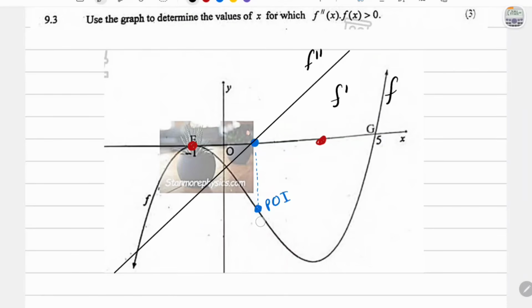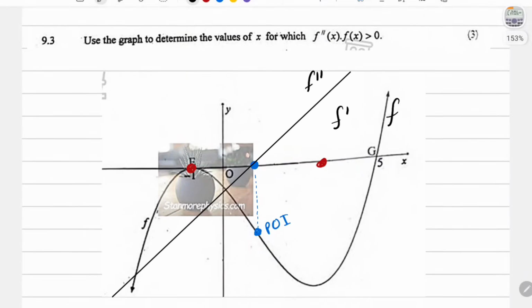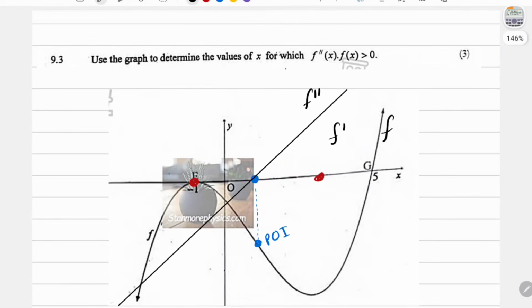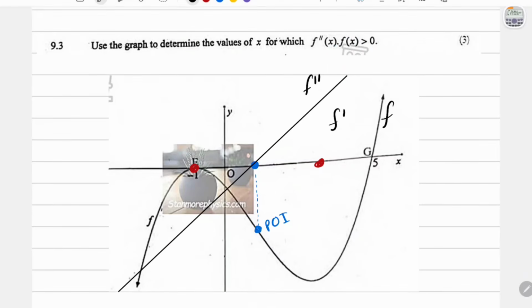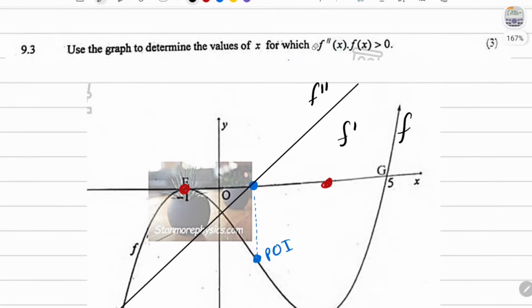So I'm going to erase the parabola because we don't really need that. Okay, I think this part is necessary. And now we can think about what we need to do. They say f double prime of x multiplied by f of x must be greater than 0. So the straight line times the cubic must be greater than 0. Please note that when they say f double prime of x, they're referring to the y values of that graph and the y values of this graph. When you multiply them, they must give you something positive.